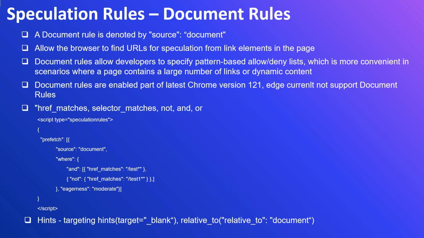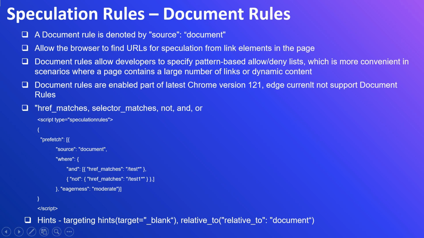The URL can be compared against the URL patterns using href matches, which matches the href link against the pattern. The next one is selector matches, which matches the link element with the provided selector. Not requires the condition not to match, and every condition in the list matches, or at least one condition in the list matches.